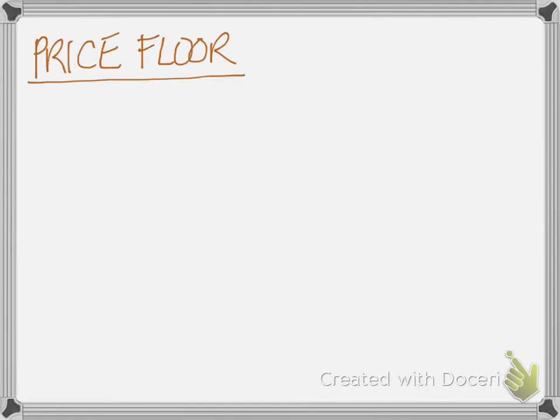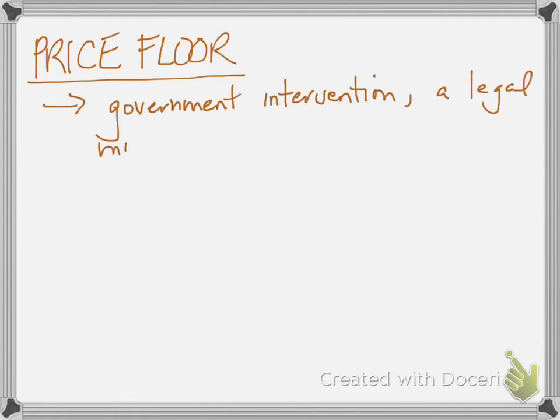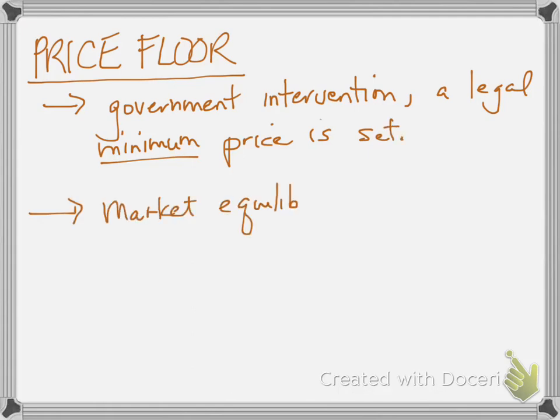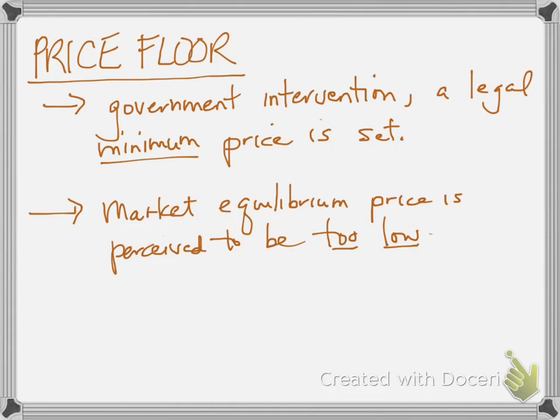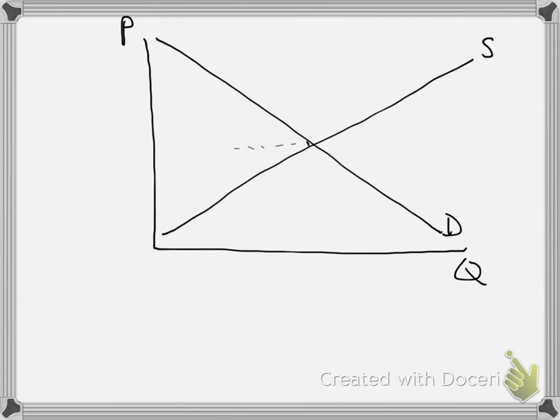Now we're going to look at an example for a price floor. This is the opposite of the price ceiling. So again, it's a government intervention where a legal minimum price is set, and the market equilibrium price is perceived to be too low. So the price would drop to an unacceptably low level. So you can imagine that this helps the sellers. And so the government intervenes in the marketplace, and we can look at what that represents in a graph.